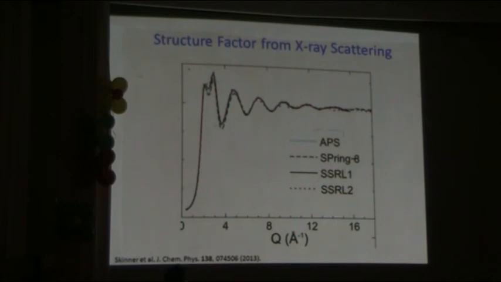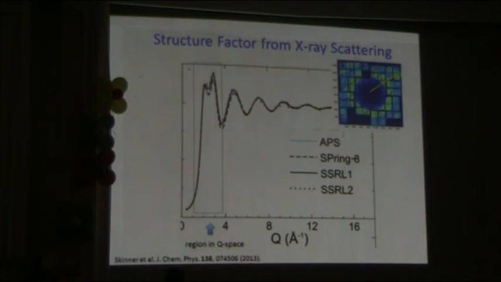So the data that we're going to look at will be the structure factor. This will be the normal structure factor measured out to 16 inverse Ångström. But the detector that we have can only cover this range, so this is what we will look at, these two first peaks.